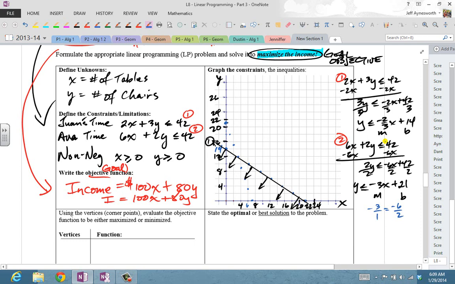So that looks right. So let's go ahead and get your straight edge and graph that line there. And it's less than or equal to, so we're going to go below.